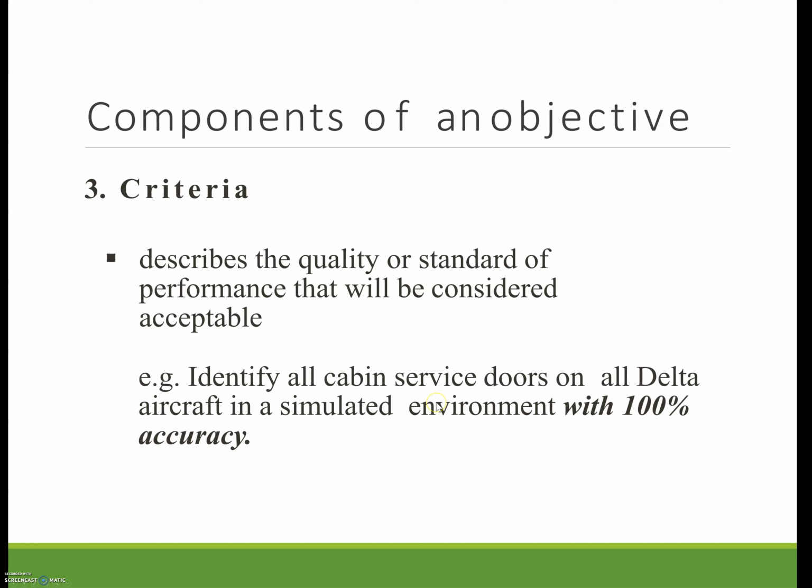So the complete objective would be: identify all cabin service doors on all Delta aircraft. That serves as our performance. In a simulated environment is our condition, and our last criteria is with 100% accuracy. So altogether, it's identify all cabin service doors on all Delta aircraft in a simulated environment with 100% accuracy. Make sense?